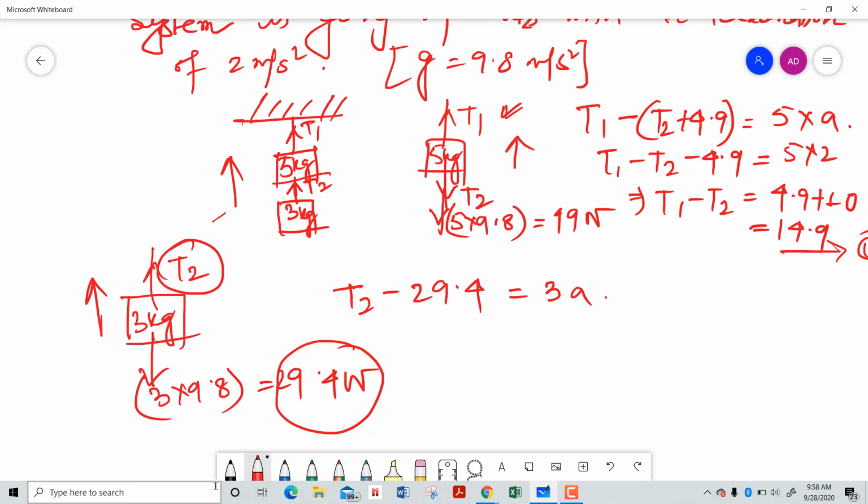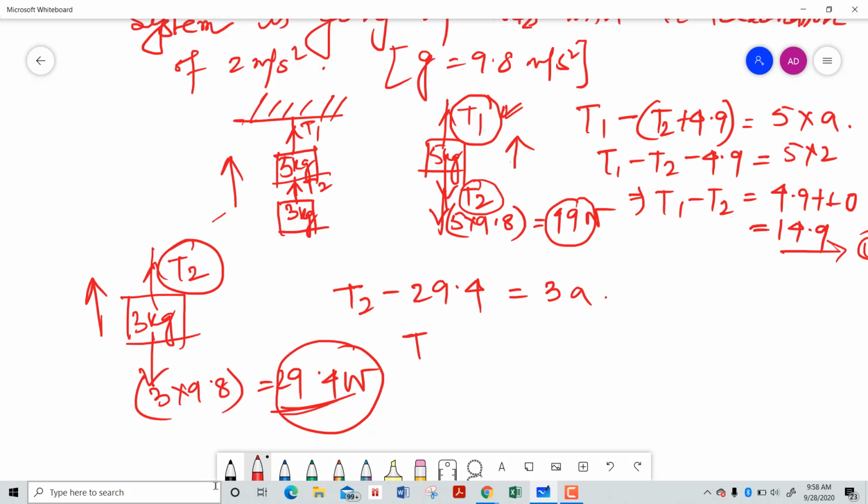In the previous case, all the system was moving in the upward direction. That means T1 is greater than its 49 plus T2. So I subtracted: T1 minus T2 minus 49 equals the net force, that is 5 into A. In this case also, T2 is greater than 29.4. So T2 minus 29.4 equals 3 into A.